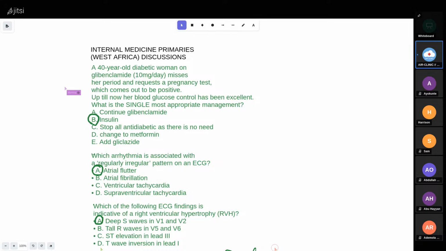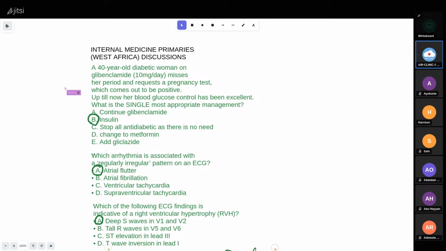The commonest ECG finding in pulmonary embolism is a tachycardia. But the finding that is most marked or most characteristic of pulmonary embolism on ECG is this S1Q3T3 pattern.